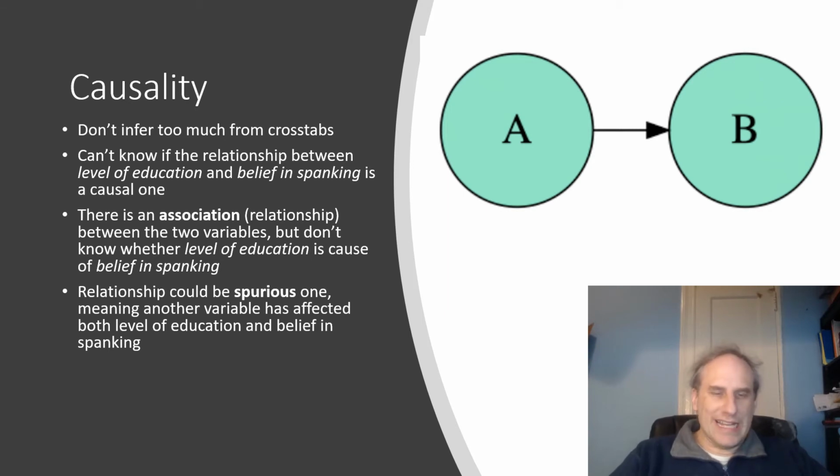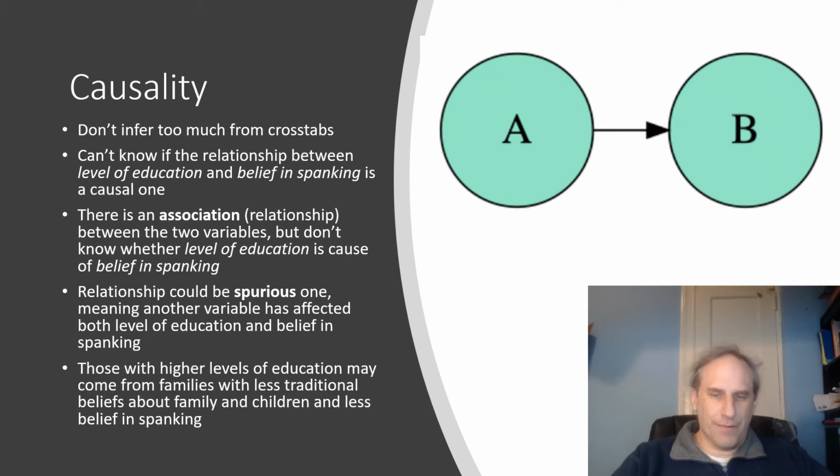The worry is the relationship could be what we call a spurious one. A spurious relationship means that there's another variable, a third variable, that's affecting both the level of education and the belief in spanking. For example, you might find that those with higher levels of education come from families with less traditional beliefs about the family and less belief in spanking. So it's, did you grow up in a less traditional family? That is the real causal factor.